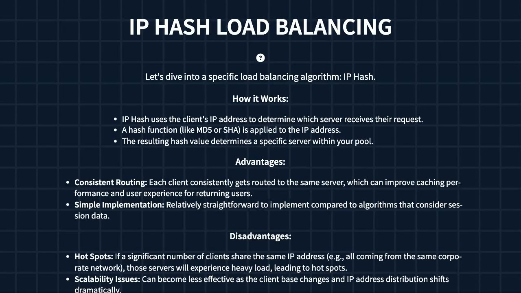Okay, let's talk about IP hash load balancing. This method is pretty simple to understand. It essentially uses a client's IP address as a key to determine which server handles their request. Think of it like assigning each customer to a specific cashier. They always go to the same person. That consistency can be great for things like caching, because if a user returns, they'll likely be routed back to the same server where their previous data was stored.